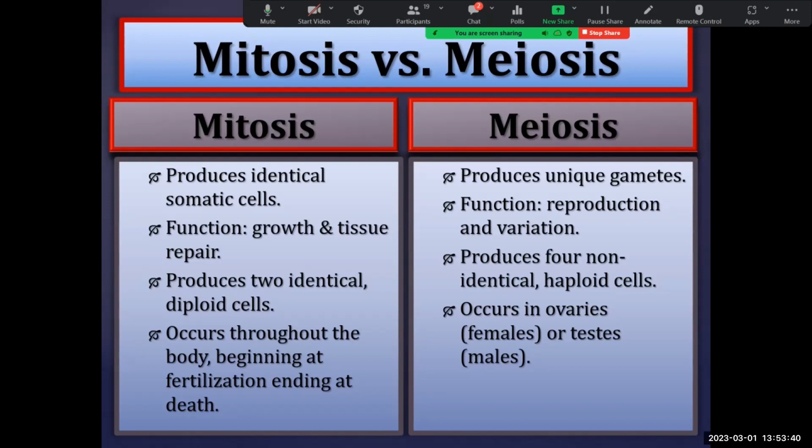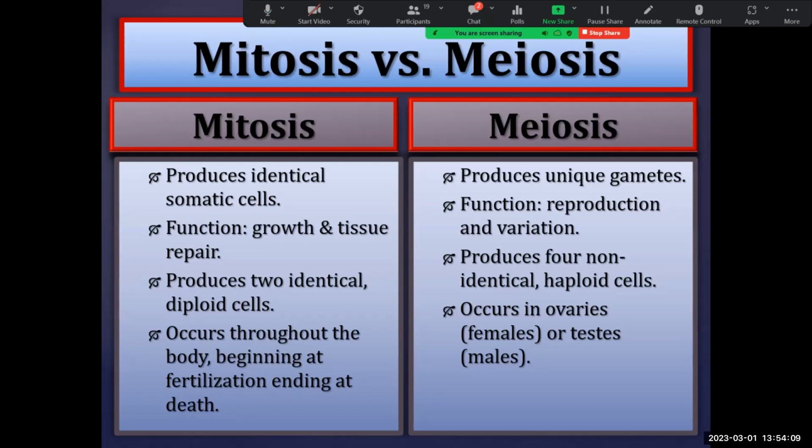So the function, essentially why we care as anthropologists: we care because without it, we wouldn't have reproduction, obviously, and we wouldn't have the genetic variation and variability necessary for evolution to occur. So our end result is 4 non-identical, or essentially 4 unique haploid cells. And it only occurs in the gonads of males and females. So for females, it occurs entirely in the ovaries. For males, it occurs entirely in the testes.